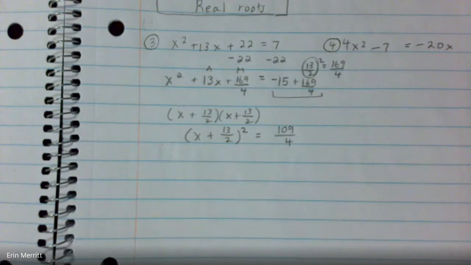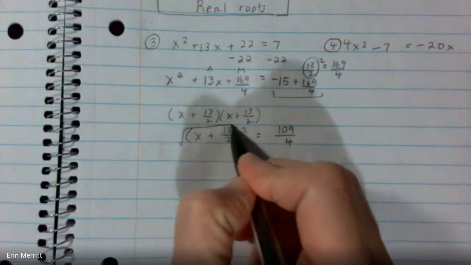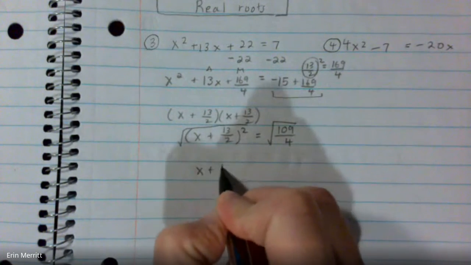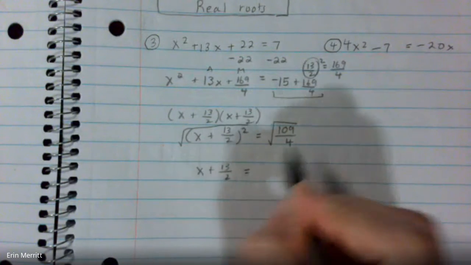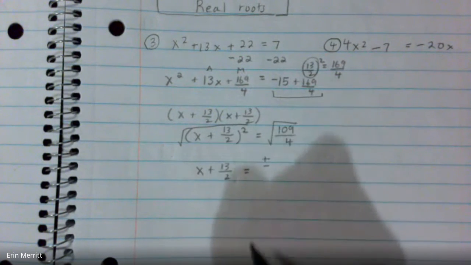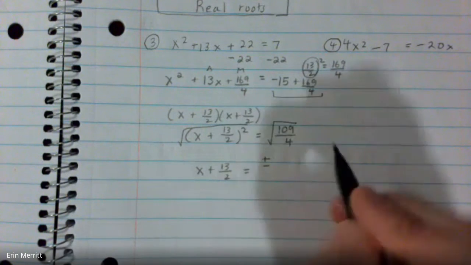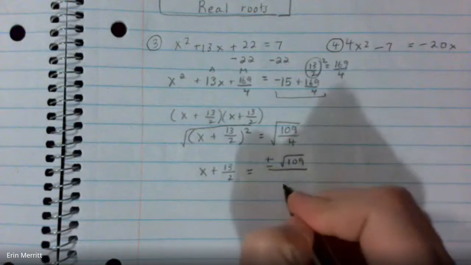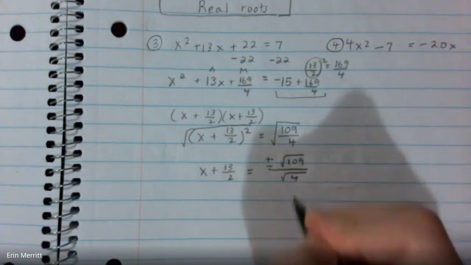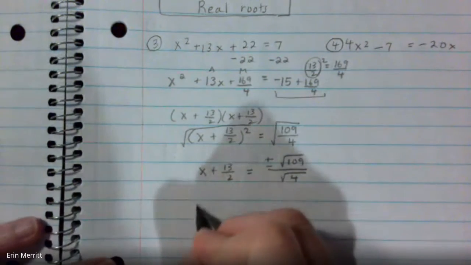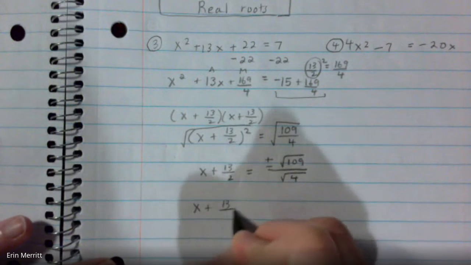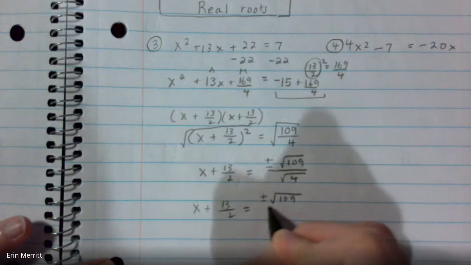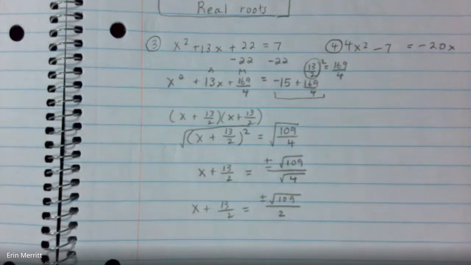Okay, when we go to take the square root, left side is just going to be x plus 13 halves. On the right side, plus or minus, you can break this back up. You can do the square root of the numerator and then over the square root of the denominator. When I do that, that's going to give me x plus 13 halves equals plus or minus radical 109 and then over plain old 2.